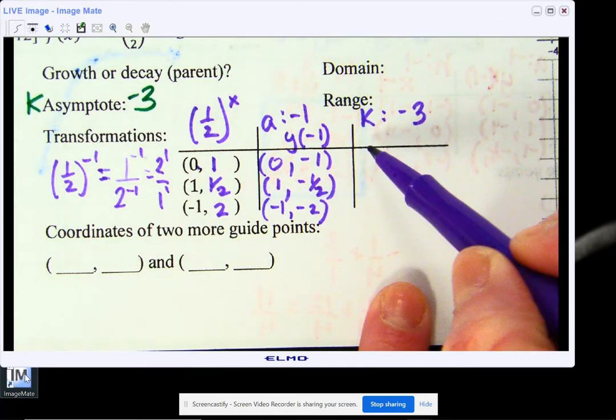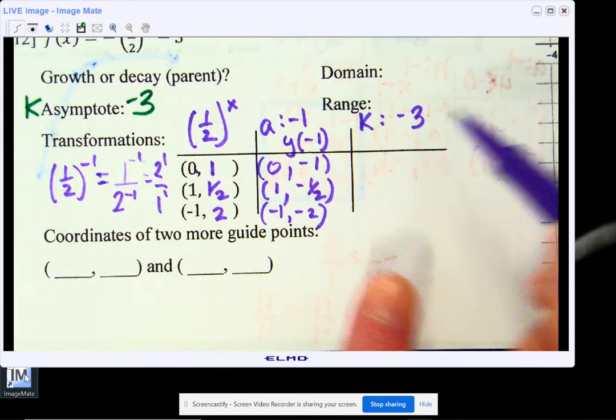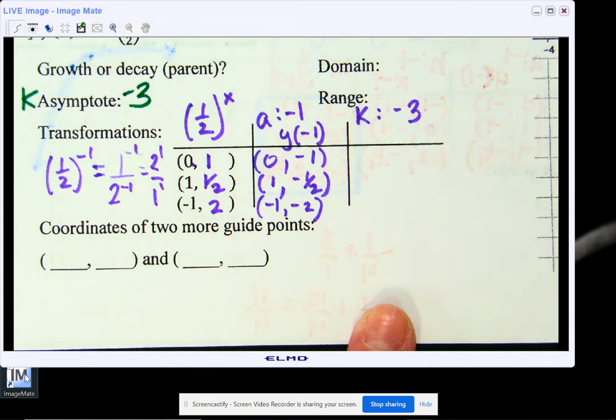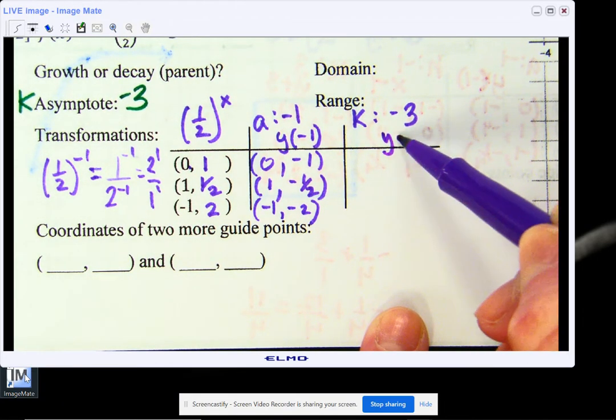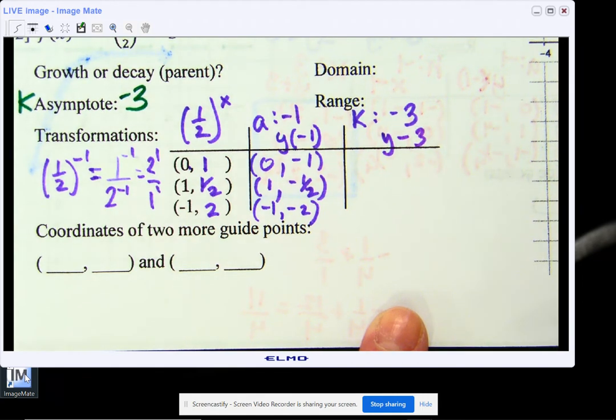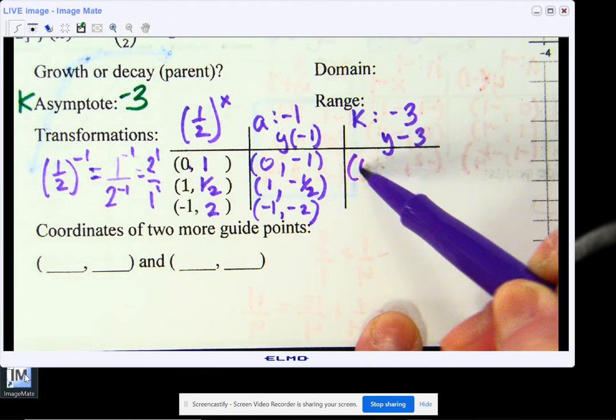And then do the last column. So K is our vertical shift. Remember, H is the horizontal, K is the vertical. So that means I'm going to take my y coordinate and subtract 3 from it. X stays the same, y subtract 3.